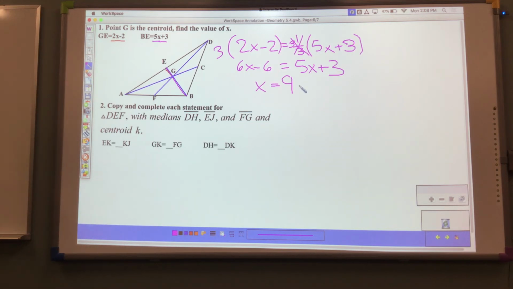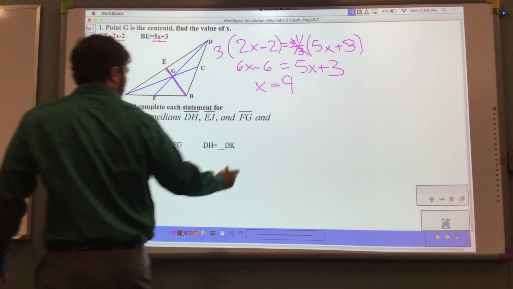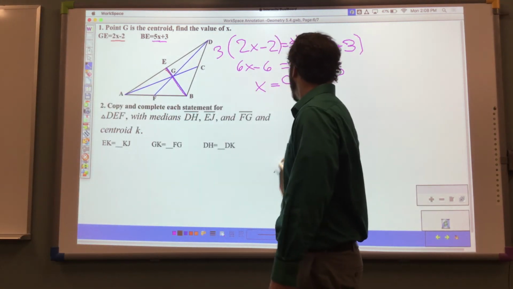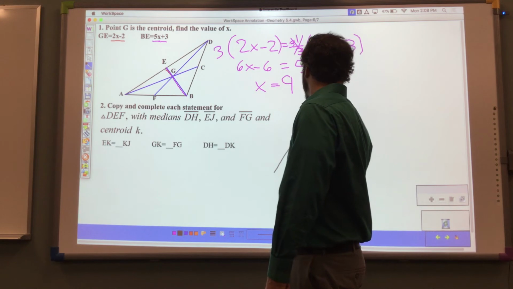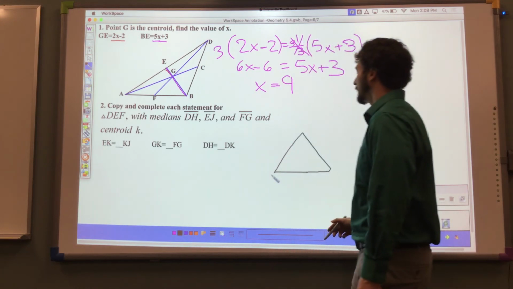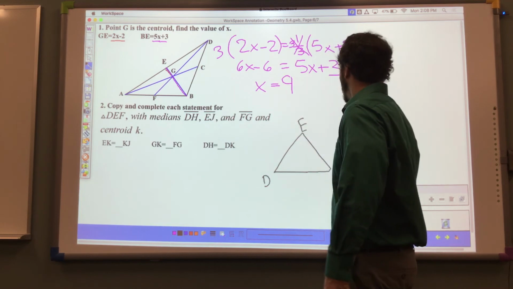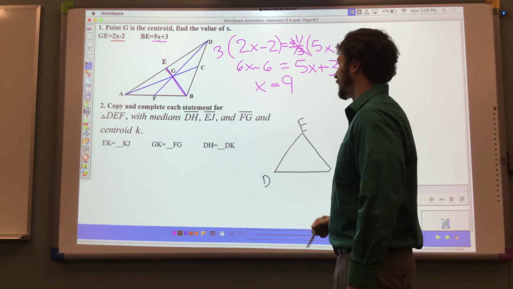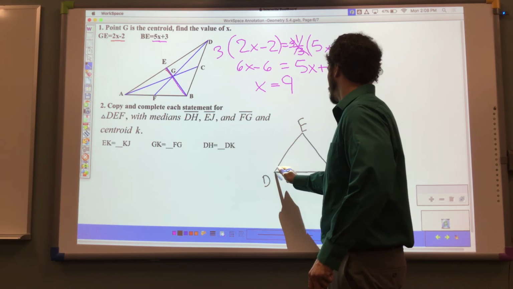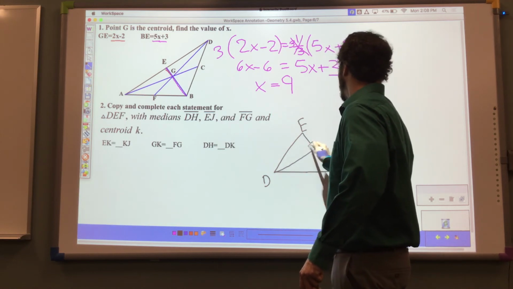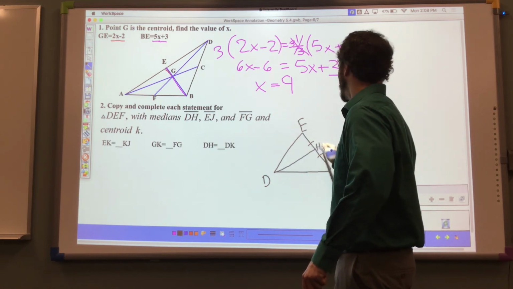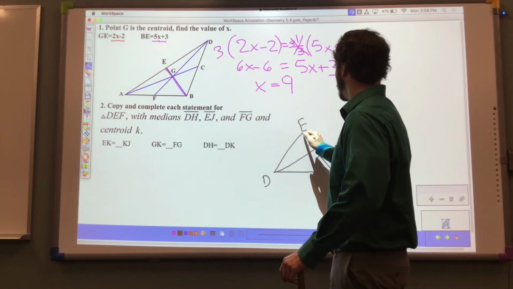2. Copy and complete each statement for triangle DEF with medians DH, EJ, and FG. Gotta be helpful to draw a picture. So here's our triangle. My weird looking triangle. So triangle DEF. So our medians DH. We point H here. Then we have EJ.